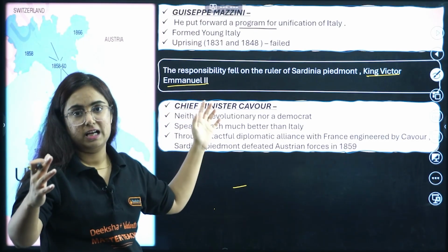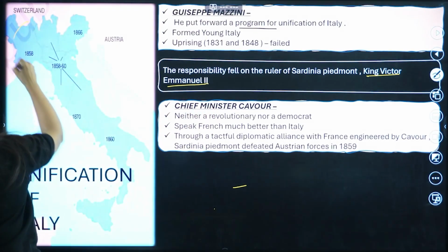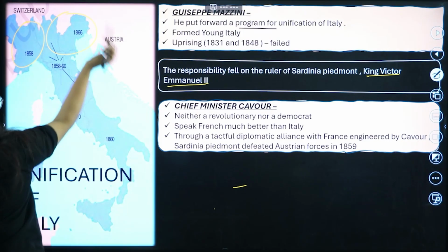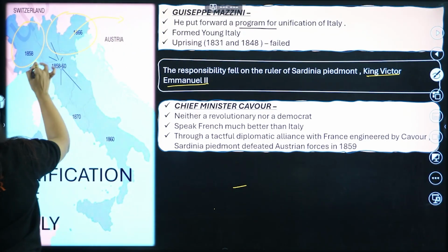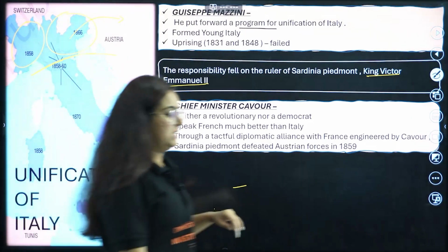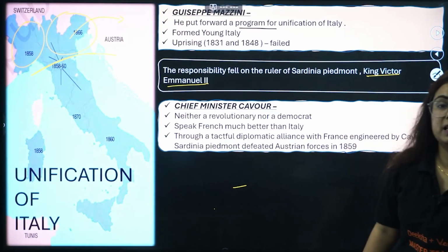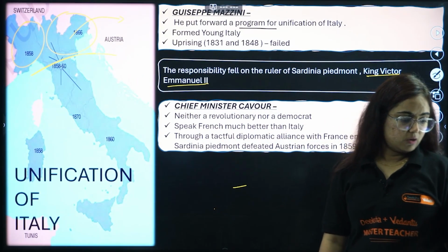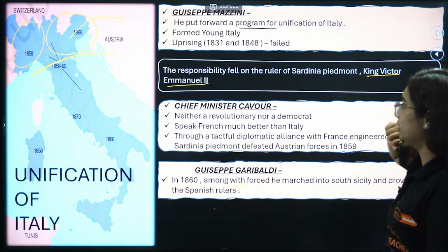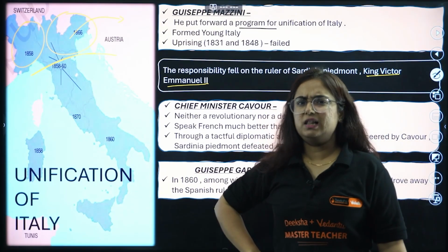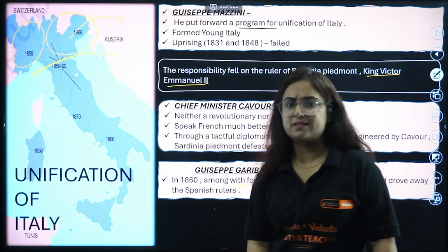Austrian forces. Now what happened? This was Sardinia Piedmont. This was Austrian forces. He defeated Austrian forces. This entire region came under the control of Sardinia Piedmont. That means under Victor Emmanuel II. I hope that this is clear to everyone. But still, many regions of Italy are remaining.